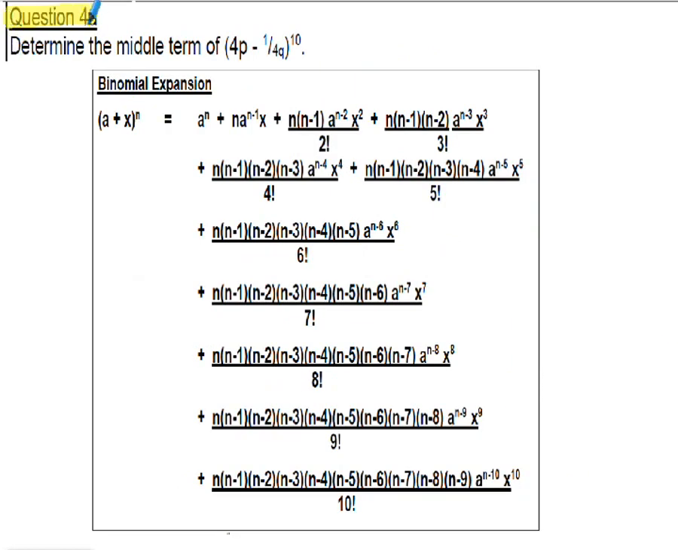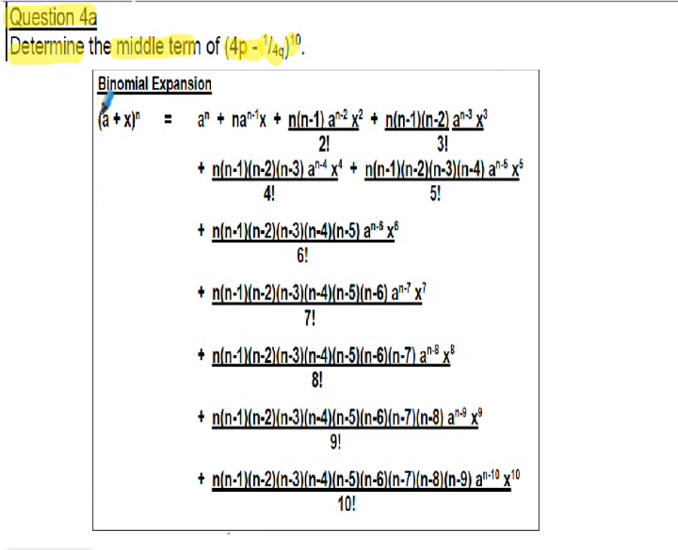Question 4a here, we're asked to determine the middle term of (4p minus 1 upon 4q) all raised to the power 10. If we know that 10 is the power, there will be 11 terms, always n plus 1 terms in the series. So the middle term will be the sixth term in this particular case.